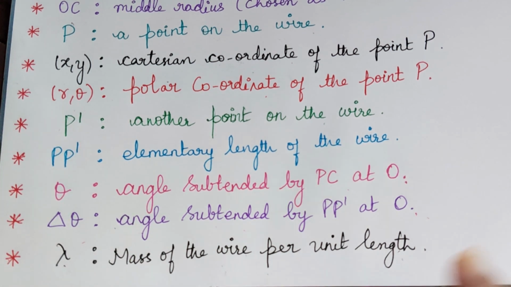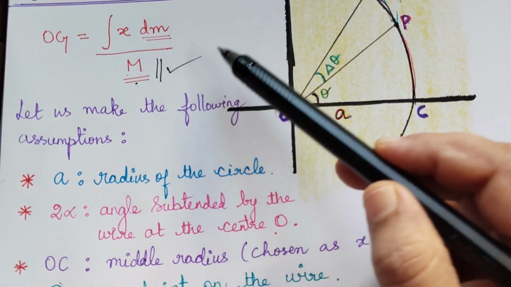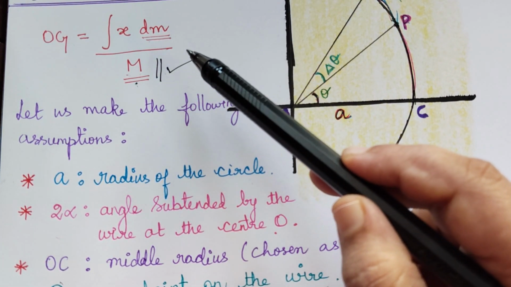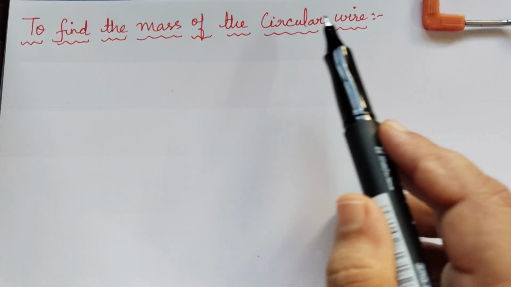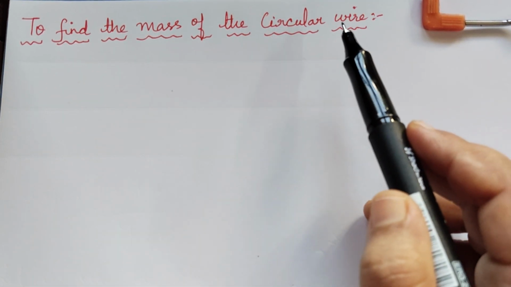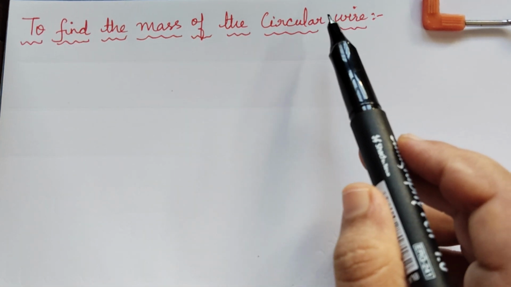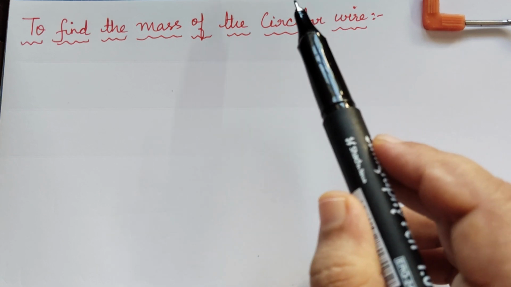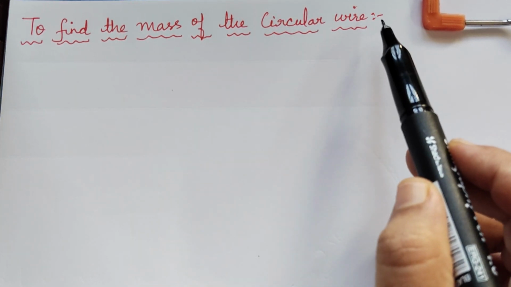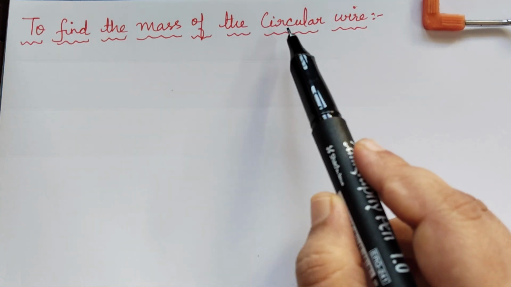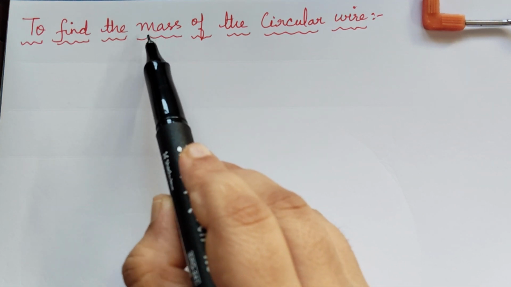With the help of all this data, now we have to calculate the total mass of the circular wire. So let us see how to do that. In order to find the total mass of the circular wire, if we find the total length of the wire, we can find the total mass. This is because we know that for unit length, the mass of the wire is lambda. If we multiply that lambda with the total length of the circular wire, we will get the total mass of the circular wire.